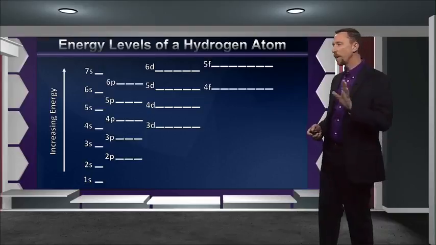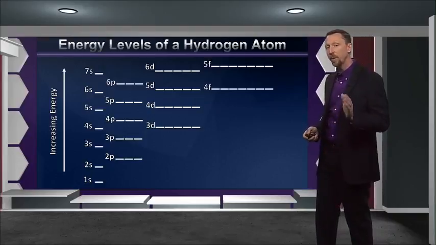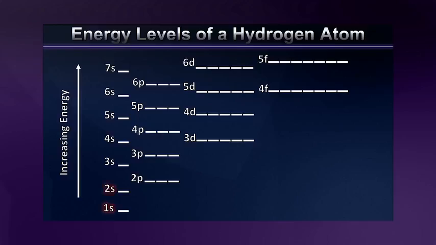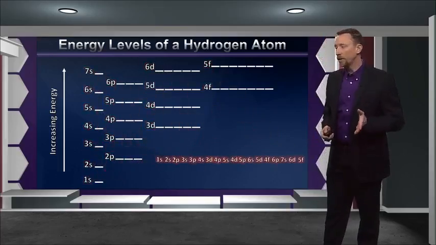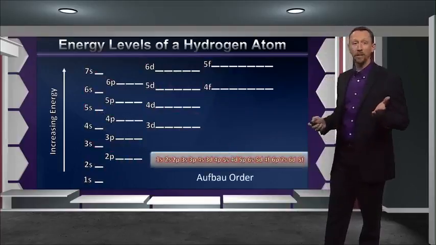But notice that when I arrange all of these subshells in order of energy, they don't line up numerically. We go from 1 to 2 to 3 to 4, but then have to hop back to 3, then into 4 and 5, then back to 4 again. The order can seem a little bit confusing, but it's actually very systematic. And we have a name for this. It's called the Aufbau order, from Aufbau meaning to build up.